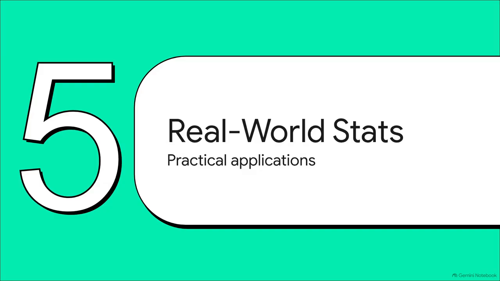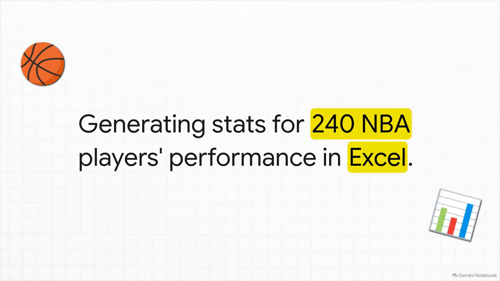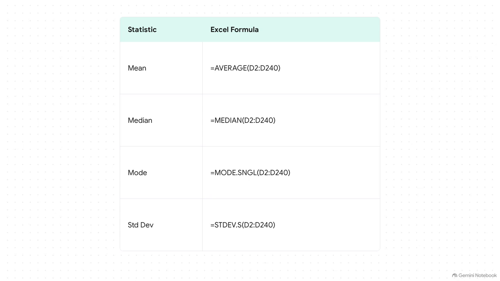Section 5, Real-World Statistics. We're going to transition to practical application now, proving these aren't just abstract textbook concepts, but highly useful daily tools. Imagine you're analyzing a massive data set in Microsoft Excel. You have 240 NBA basketball players and all of their 2020-2021 season stats. You want to find the center and the spread for age, points per game, and tons of other metrics. Calculating this manually on a notepad? That would be an absolute nightmare. But in Excel, it literally takes seconds. This is definitely a cheat sheet moment.